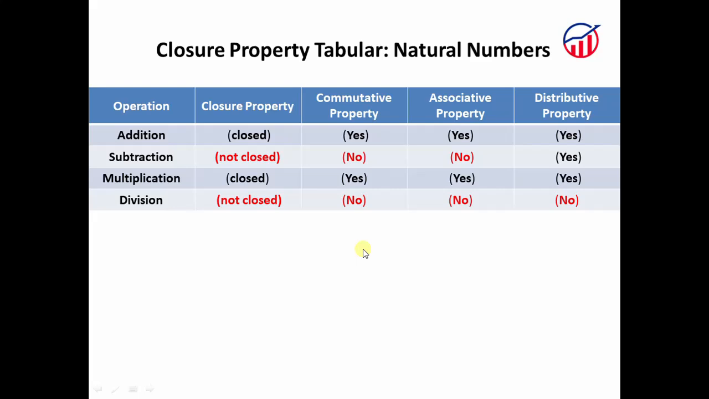So I hope that this made clear to you how these properties work for natural numbers. You can check out the similar properties for rational numbers, for integers and for whole numbers too. You can find the links in the description over here.